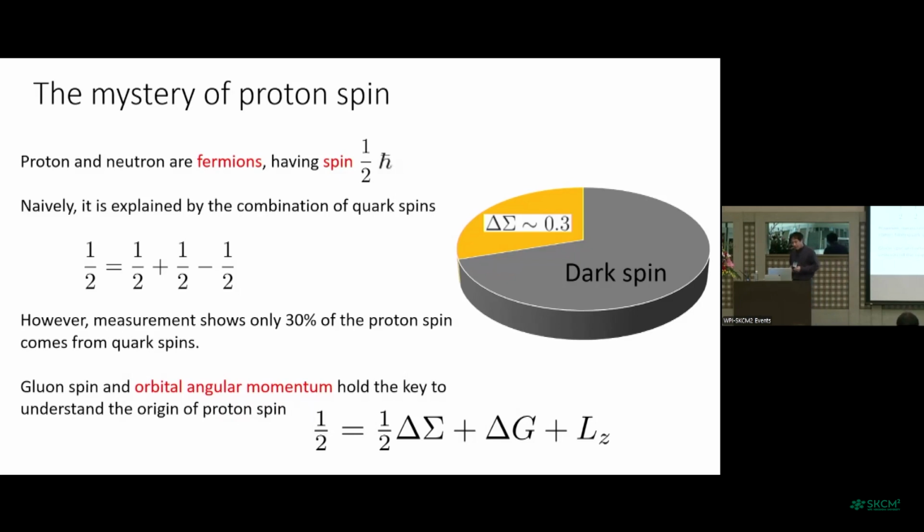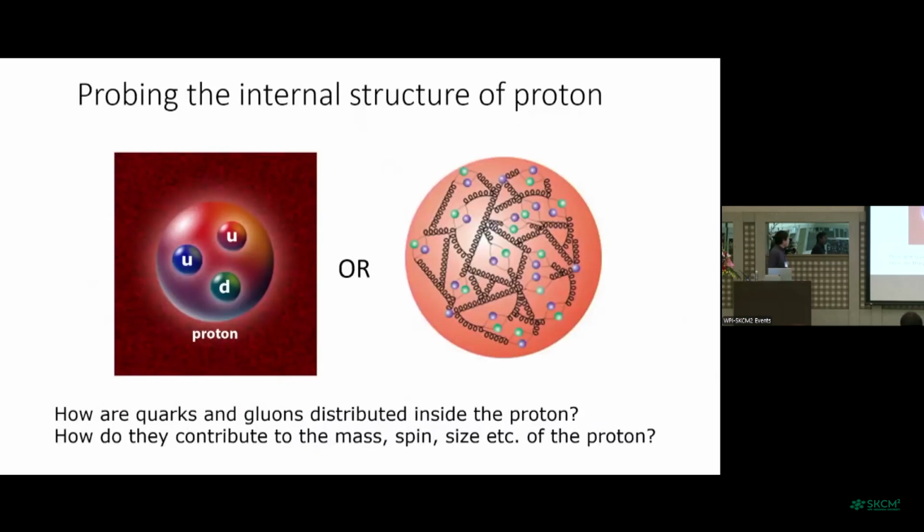So there must be some orbital angular momentum of quarks and gluons, meaning that quarks and gluons are orbiting inside protons. So there's a very complicated dynamics inside a proton. Naively, we expect that a proton is something like this, just 3 quarks. However, it might be something much more complicated than this. So we want to understand this question.